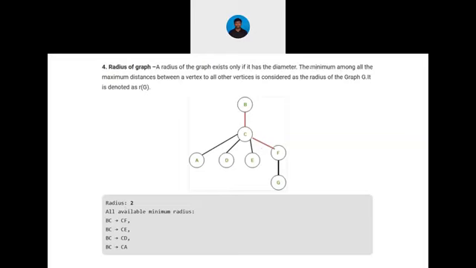So they have defined the radius of the graph as the minimum among all the maximum distances between a vertex and all other vertices. You make a note, it is actually the minimum thing. The minimum of the maximum distances between a vertex and all other vertices is considered as the radius of the graph. For this particular graph, the radius is actually 2 here.